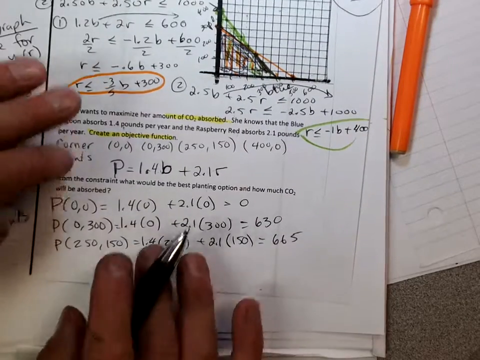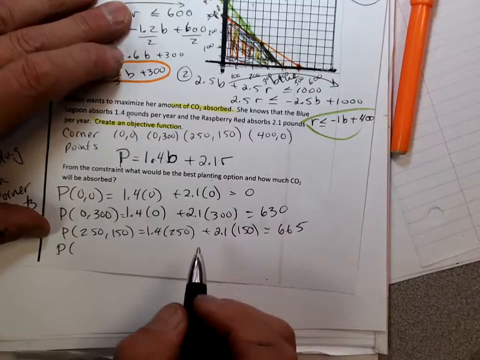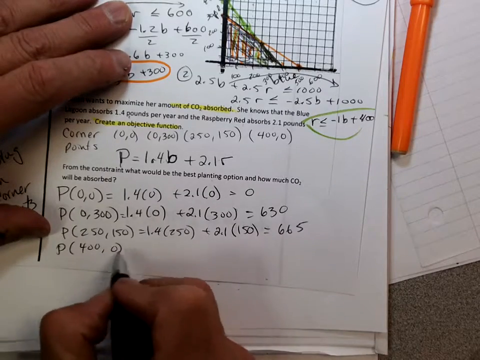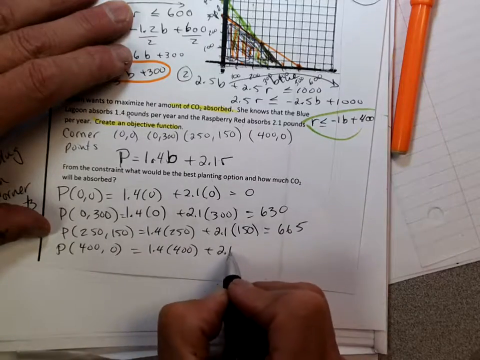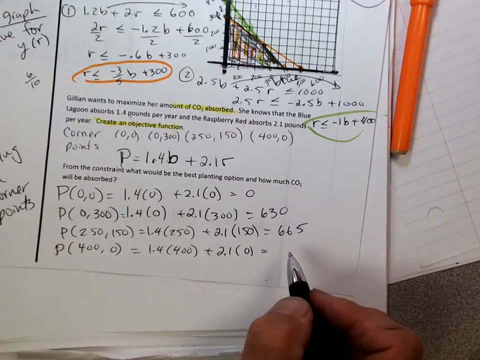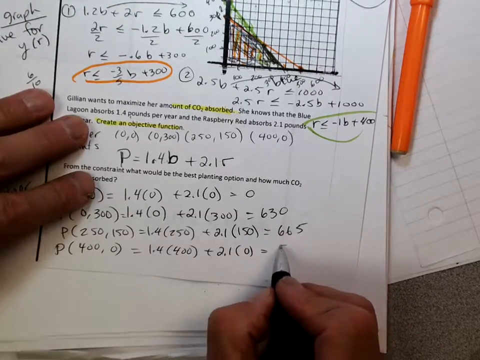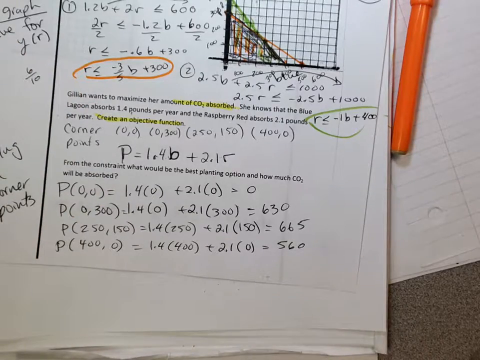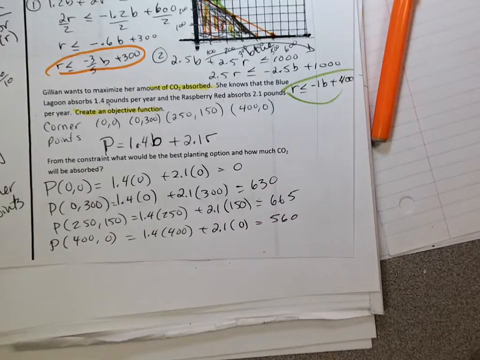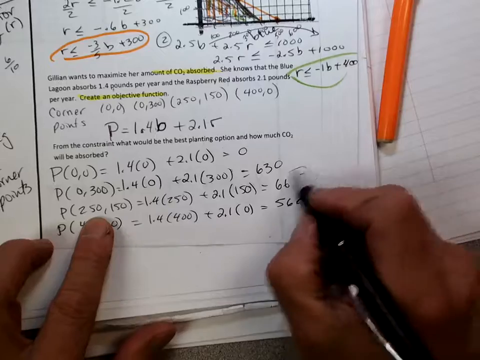Okay, let's do the last one, Abby. P of 400, comma 0, which is going to be 1.4 times 400, plus 2.1 times 0, and I get an answer of 560. Okay, so if her goal is to maximize the amount of carbon, which one's the best? She wants to maximize the carbon absorption. Which one's the best? Yeah, it's got to be this one, because that's the greatest number.